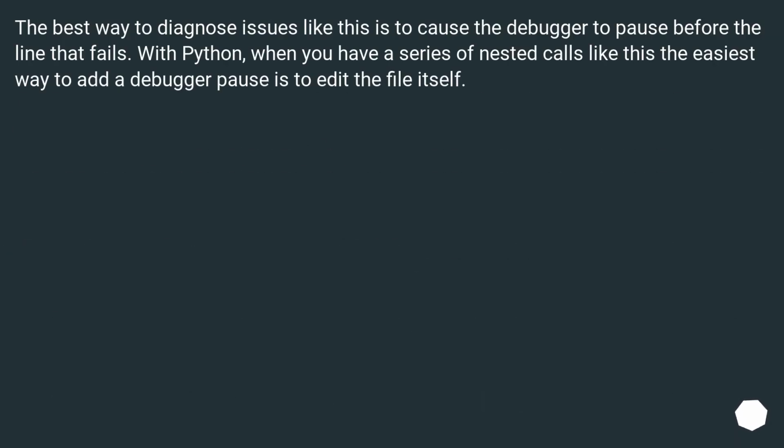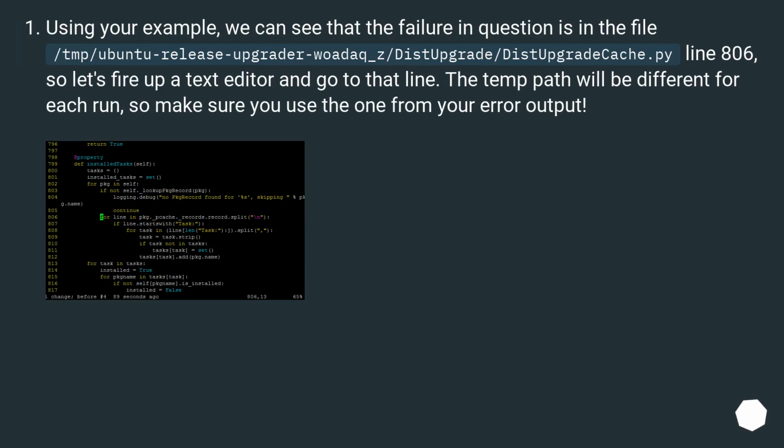The best way to diagnose issues like this is to cause the debugger to pause before the line that fails. With Python, when you have a series of nested calls like this, the easiest way to add a debugger pause is to edit the file itself. Using your example, we can see that the failure in question is in the file /tmp/ubuntu-release-upgrader-wodec_z/dist-upgrade/dist-upgrade-cake.py, line 806, so let's fire up a text editor and go to that line. The temp path will be different for each run, so make sure you use the one from your error output.